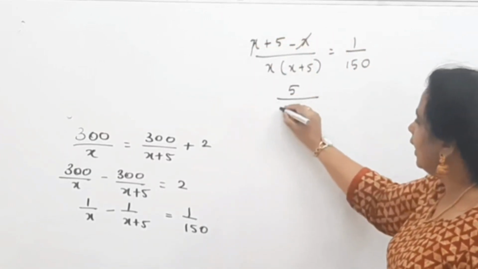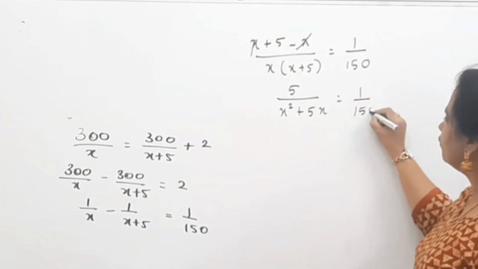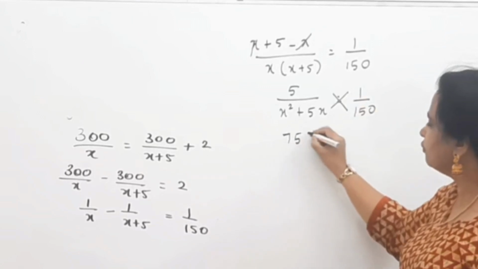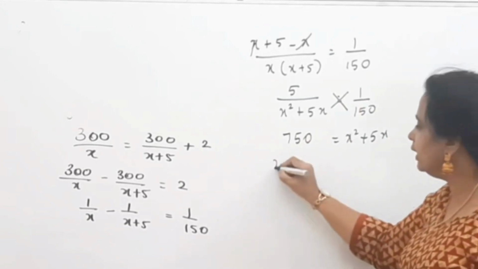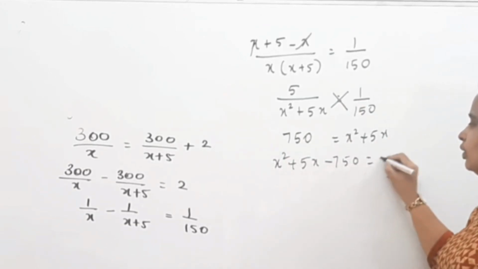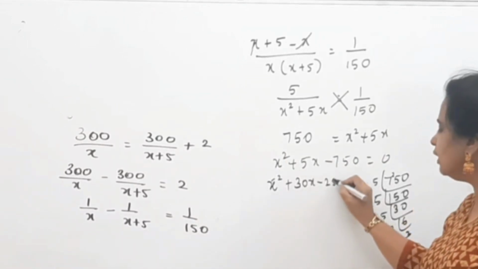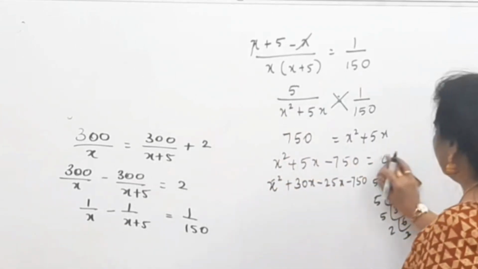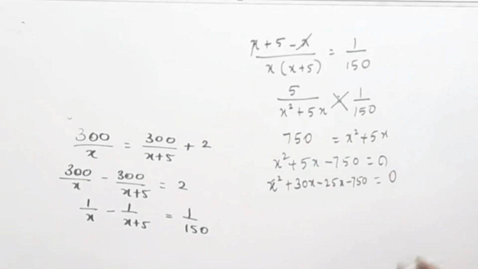So 5 by x square plus 5x is equal to 1 by 150. On cross multiplication, 150 5s are 750 and that's equal to x square plus 5x. Now bring the equation x square plus 5x minus 750 equal to 0. X square plus 30x minus 25x minus 750 equal to 0. I got my factor. That's what I told you. You should know to pick up your factors.